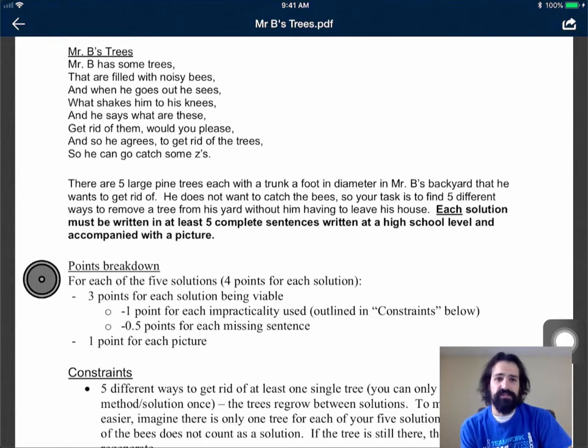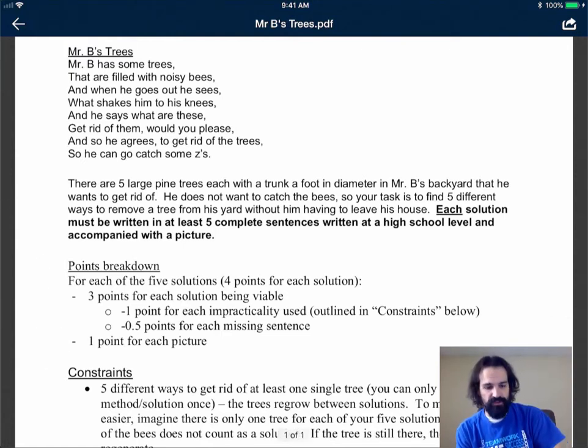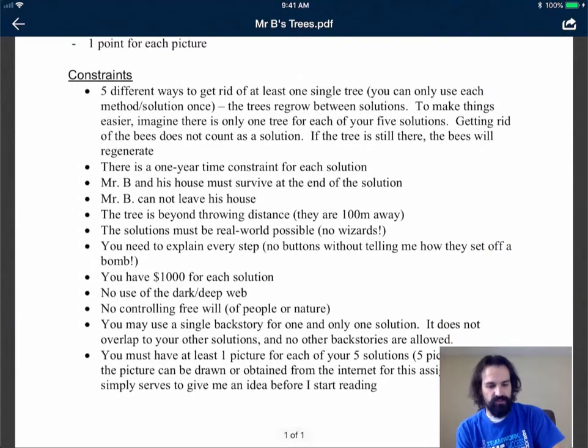For your sentences, 3 points for each sentence being viable and real-world possible. And we'll discuss what that means down below. I have a bunch of rules and constraints that are required. And you will lose 1 point for each impracticality used or lack of complete explanation of how something happened. And you will lose a half point for each missing sentence entirely. And there is also 1 point for each picture that goes along with them. And I will explain what I want for that as well.